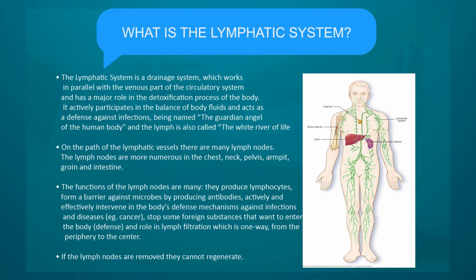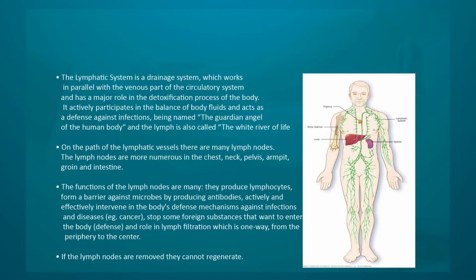On the path of the lymphatic vessels there are many lymph nodes. The lymph nodes are more numerous in the chest, neck, pelvis, armpit, groin, and intestine. The functions of the lymph nodes are many. They produce lymphocytes, form a barrier against microbes by producing antibodies, actively and effectively intervene in the body's defense mechanisms against infections and diseases, for example cancer, stop some foreign substances that want to enter the body, and play a role in lymph filtration, which is one way, from the periphery to the center. If the lymph nodes are removed, they cannot regenerate.